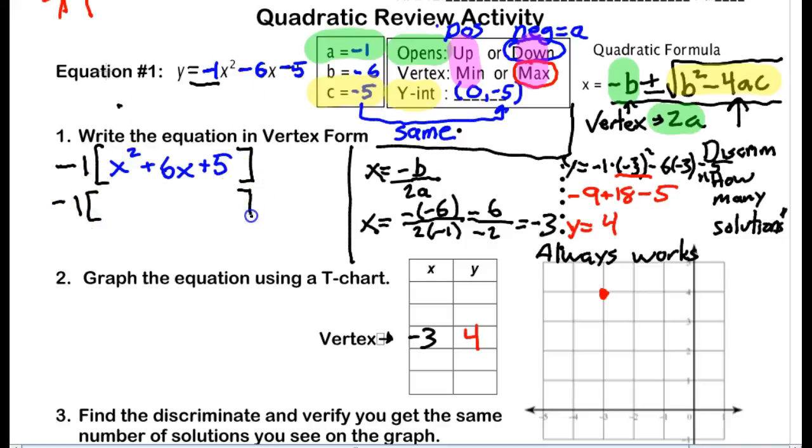Then complete the square. This is just a little bit more. Set it all up. Half of 6 is 3. 3 squared is 9. And to get to 5, we have to minus 4.